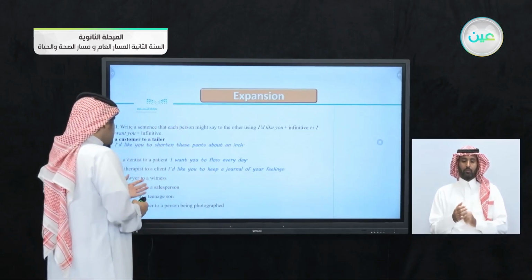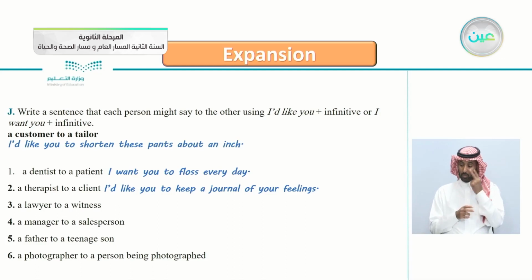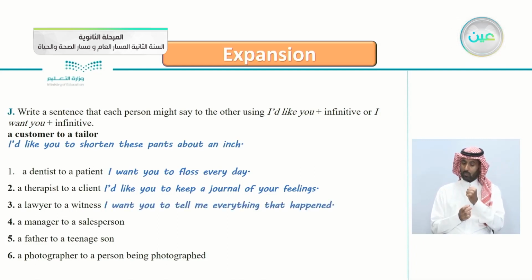Number 3, a lawyer to a witness of a crime. What would a lawyer ask a witness? He said, I want you to tell me everything that happened, because as a witness, he saw what happened. The lawyer would say, I want you to tell me, or he would say, I'd like you to tell me everything that happened. Excellent.